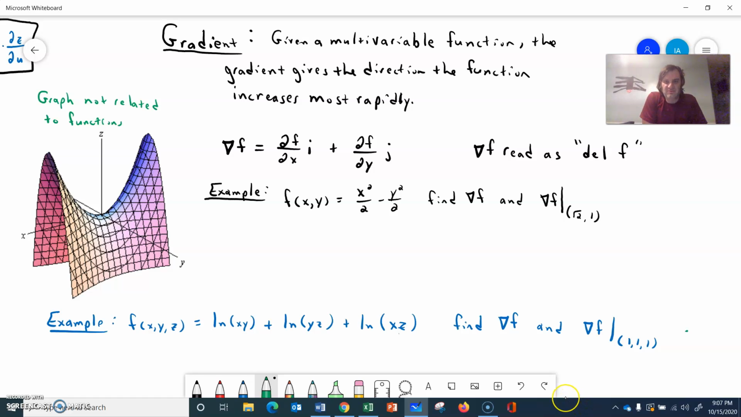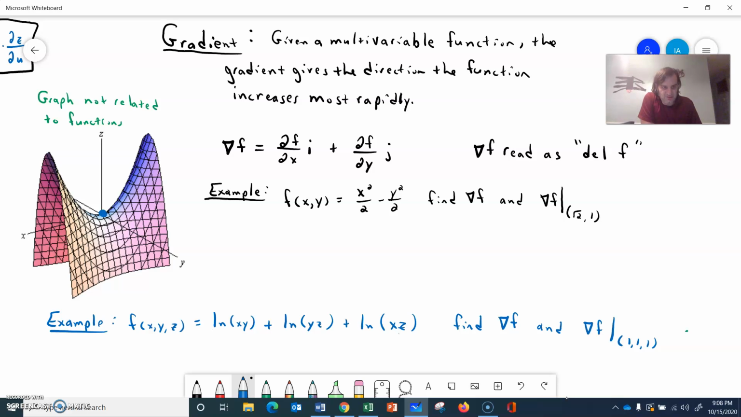So if you're given a multivariable function, the gradient gives you the direction the function increases the fastest in. I've got a little graph over here to try and demonstrate the idea. It doesn't have anything to do with the functions I've got, but here is the origin of this graph. So an x, y goes in, a z comes out.